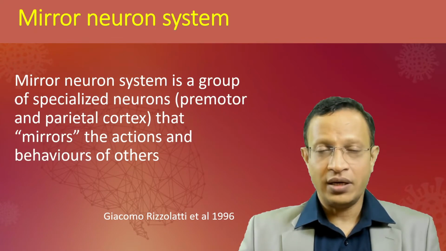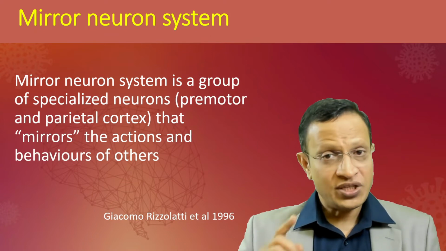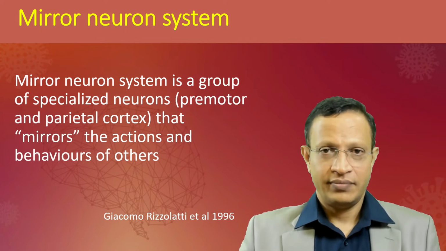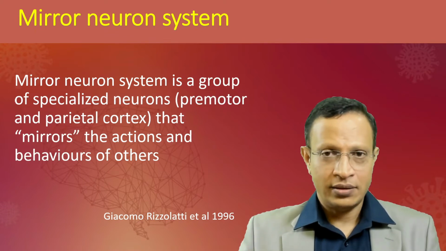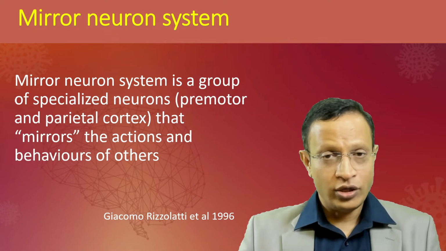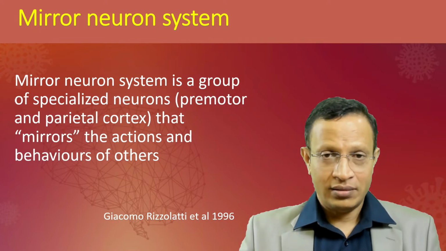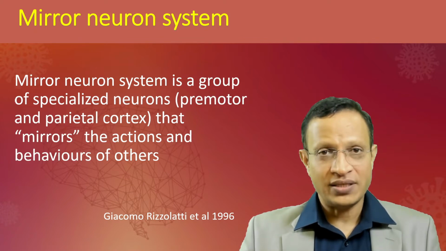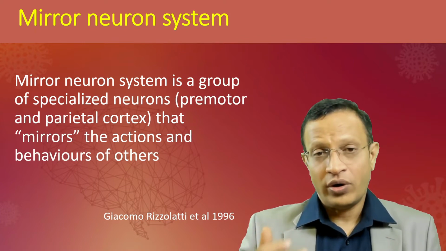For that, there is something called the mirror neuron system. Initially, it was identified in monkeys. The mirror neuron system is a group of specialized neurons, especially in the premotor and parietal cortex, that mirrors the actions and behaviors of others. If a monkey sees another monkey picking up a banana or raisins, the monkey which is watching and does not have access to the raisin or the banana also has activity in the premotor and parietal cortex. That means while seeing, it is able to feel what the other monkey is doing.